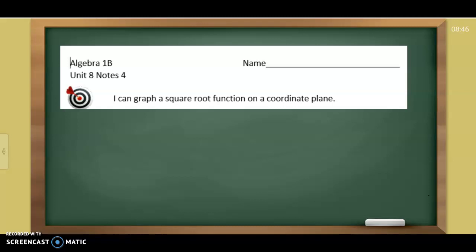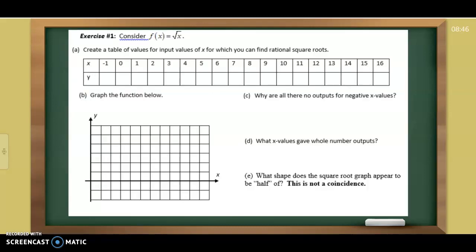So, can you graph a square root function? Hopefully by the end of today that will be the case. And we've got just 3 examples to make that happen.